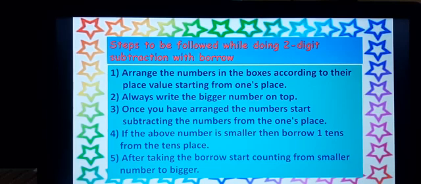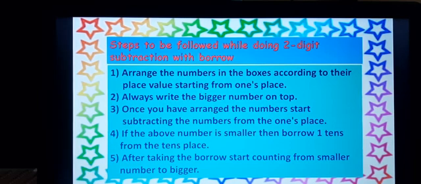Say the number given is 52 minus 17. What happens? The ones place has 2 and 7. 2 is less than 7, so we cannot do 2 minus 7. So we have to borrow from the previous number. That is the step we have to learn here. We will check it with examples, and then you will understand the concept clearly.